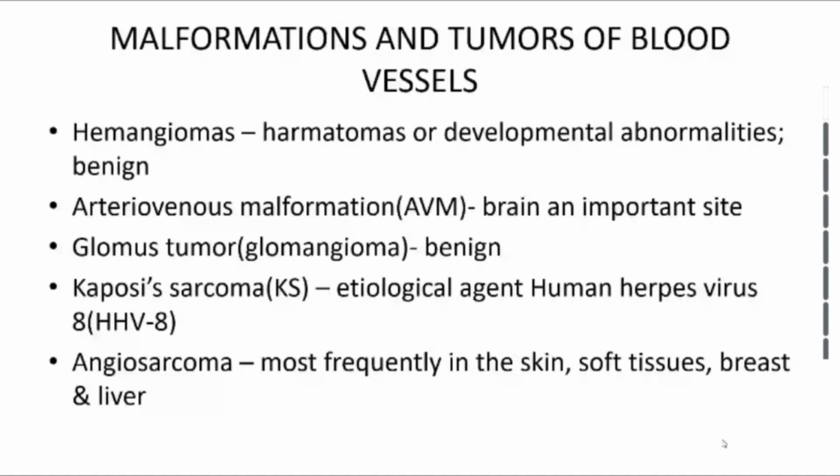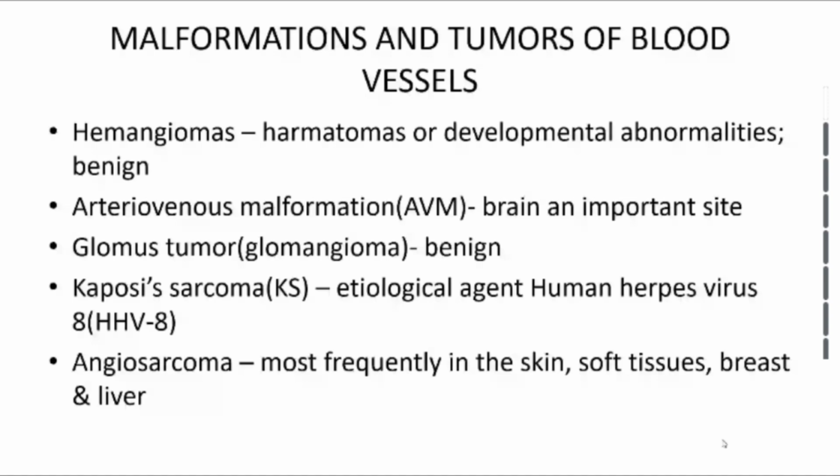Then we have what we call arteriovenous malformation. So as you can see from the name, the arteries and the vein-based malformation. And usually the brain is an important site of this arteriovenous malformation. So whereby you have an abnormal connection between the arteries and veins. And it can end up actually causing an aneurysm or something else. Then glomus tumor, also called glomangioma, which is a benign tumor.